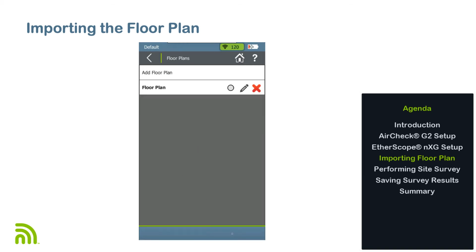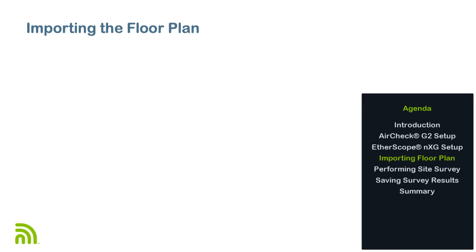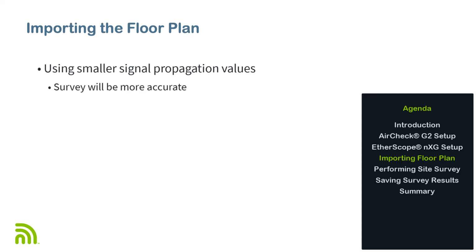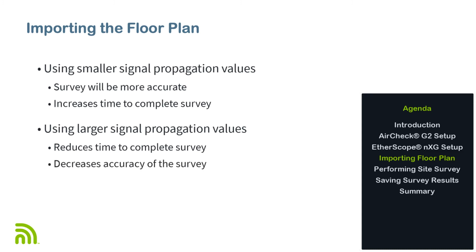Now we need to add the signal propagation. This is another very important value that will help determine the accuracy of your site survey. Using smaller signal propagation values will make your site survey more accurate, but will increase the time it will take to perform the site survey. Meanwhile, using bigger propagation values can save time, but will lower the accuracy of your site survey.